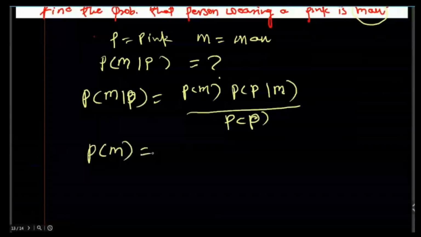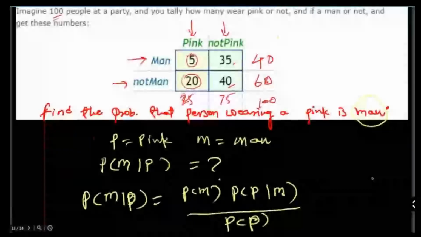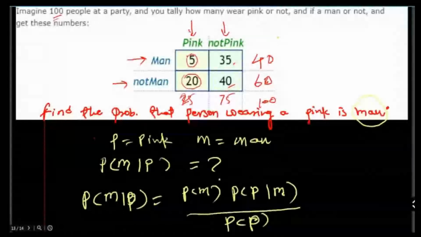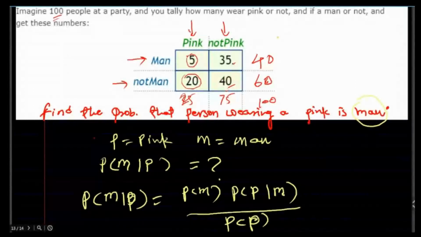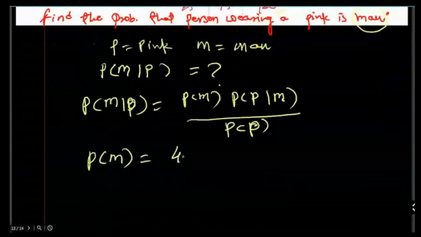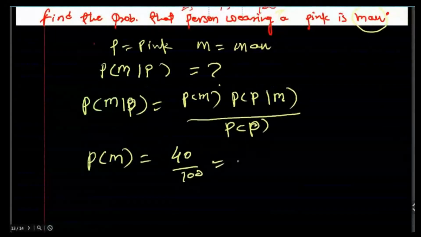What is probability of men? So these are the total men. 5 men are wearing a pink and 35 are not wearing a pink. So there are total 40 men. Out of how many? Out of 100. So probability of man is equals to 40 divided by 100 equals to 0.4.